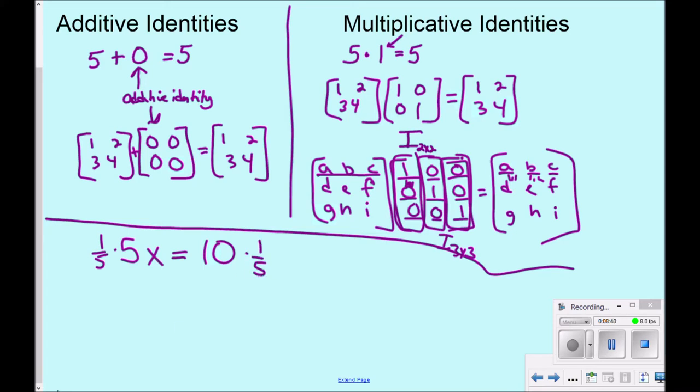Okay, and the reason that that's helpful is, well, first of all, 1/5 is, we talked about this yesterday, the multiplicative inverse of 5. 1/5 is a multiplicative inverse of 5. So when I multiply a number times its multiplicative inverse, 5 times 1/5, I get 1. And 10 times 1/5 we know is 2. Now, so we took a number times its multiplicative inverse and we got 1. And 1 times x we know is just the same thing as x. Okay, because 1 is the multiplicative identity.